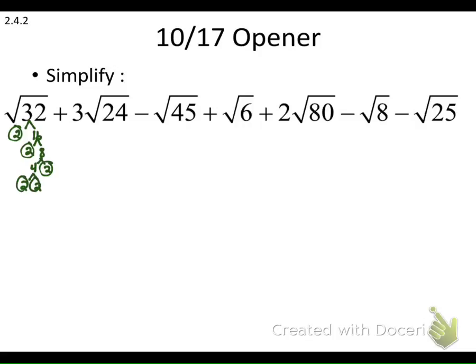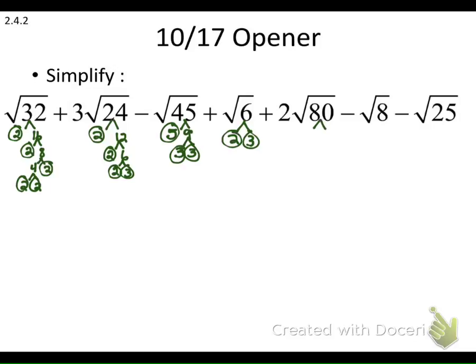For 24, 2 and 12, and then for 12, 2 and 6, and then for 6, 2 and 3. All right. And for 45, 5 and 9, and then for 9, 3 and 3. And then for 6 is just 2 and 3.